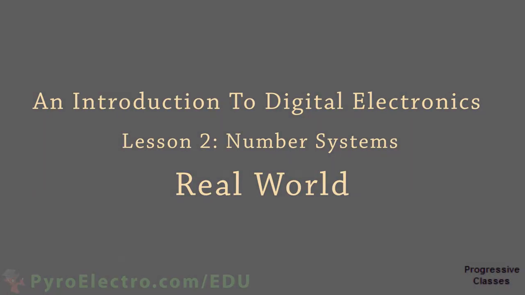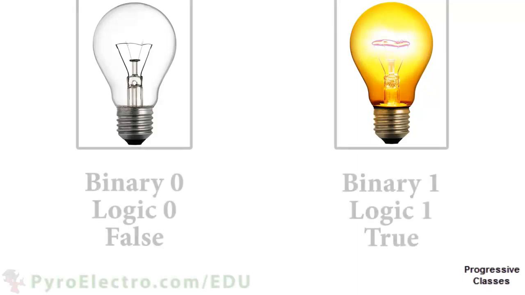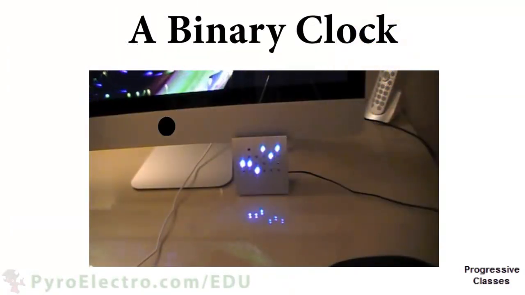In the real world, we rarely see the binary number system in use. We can make the analogy that a light bulb turned on or off can represent a binary 0 or 1, but we're not really using the binary number system in that case. The most common place to see the binary number system in use in the real world is on simple binary clocks or watches like these.